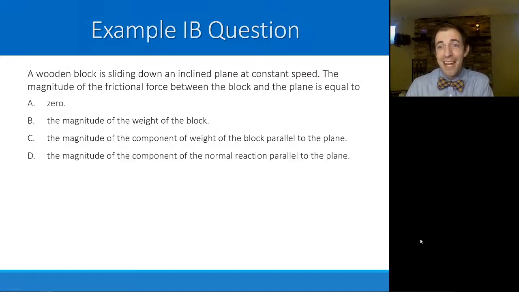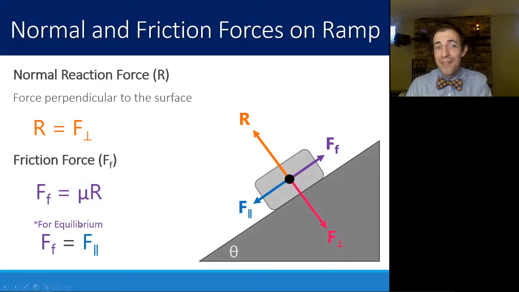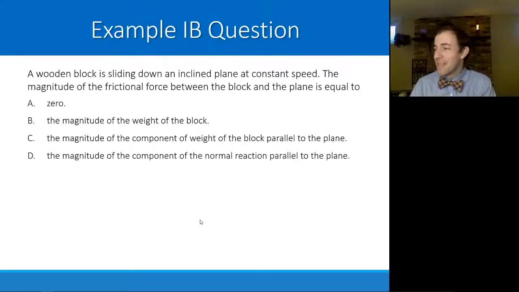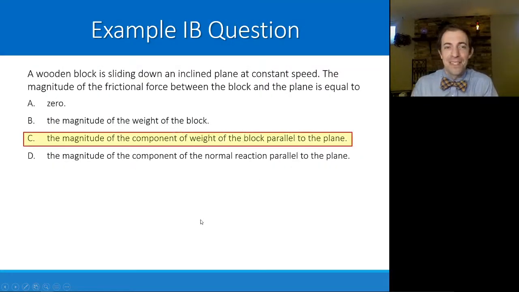If we look back at our last slide, we know that if it's in equilibrium, FF is equal to F parallel. And F parallel, if you remember, was just a component of our weight. So our best answer here is C, the magnitude of the component of the weight parallel to the plane.